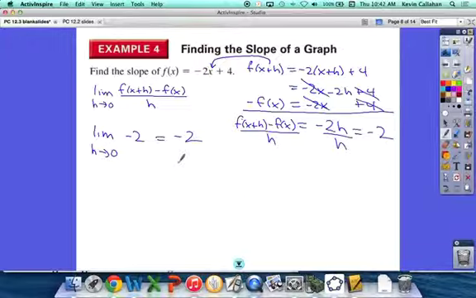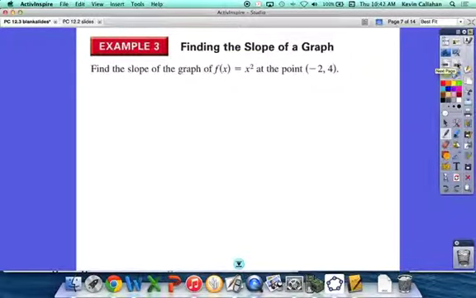Actually, I did these two examples in reverse order. I didn't do number 3. We're going to go back and do number 3 now. Number 3 is x squared. It's a quadratic, and it's actually at the point negative 2.